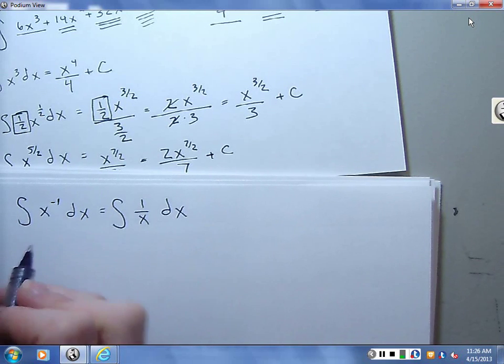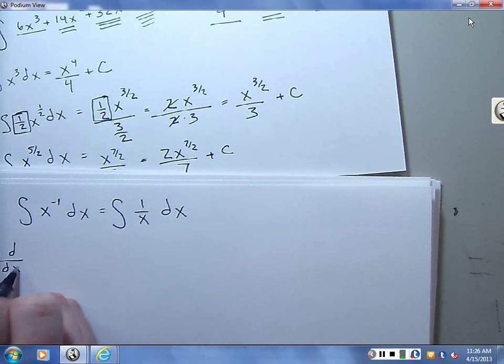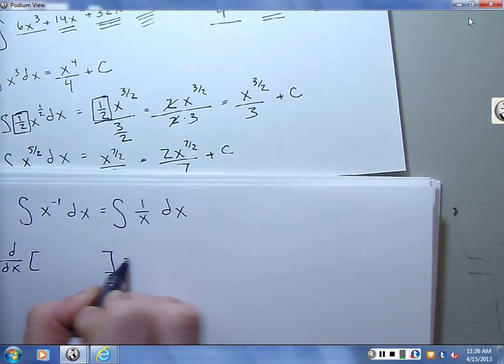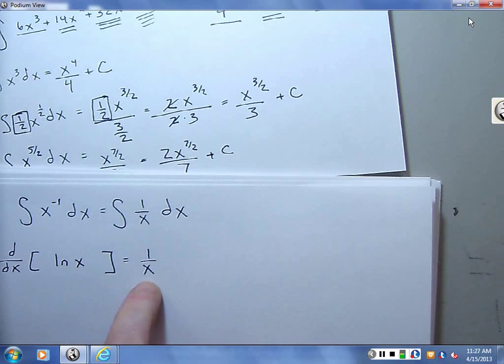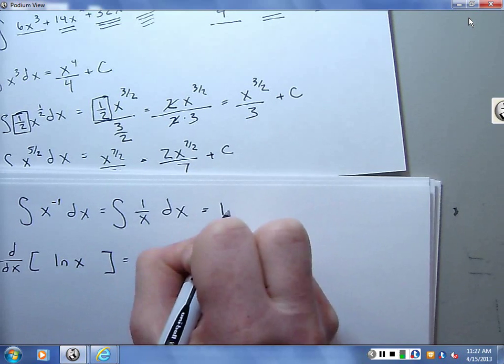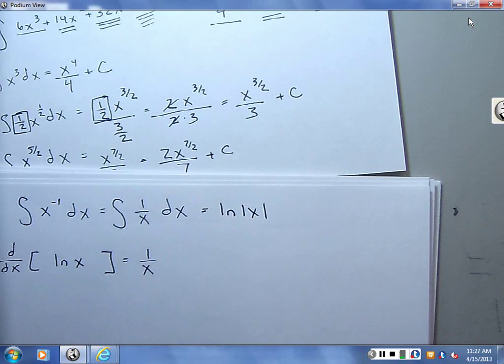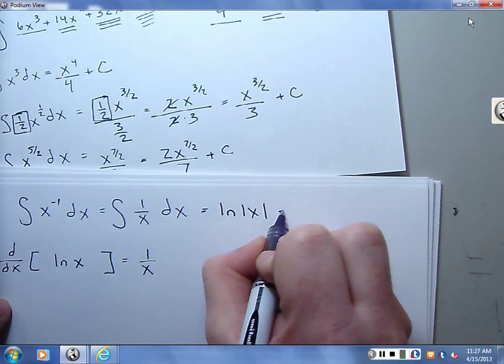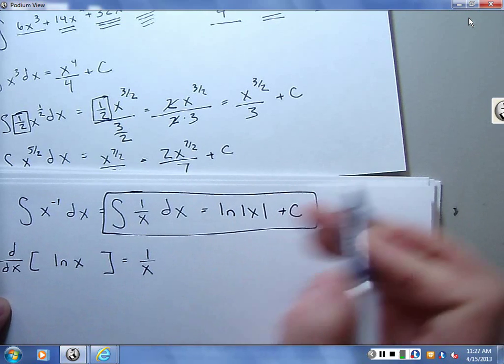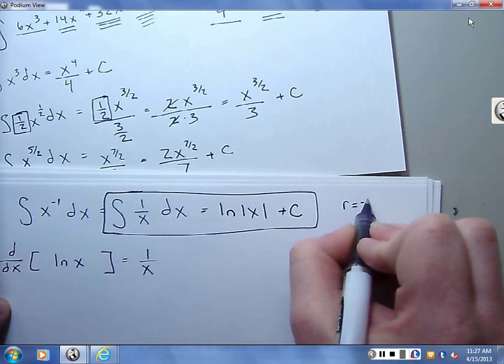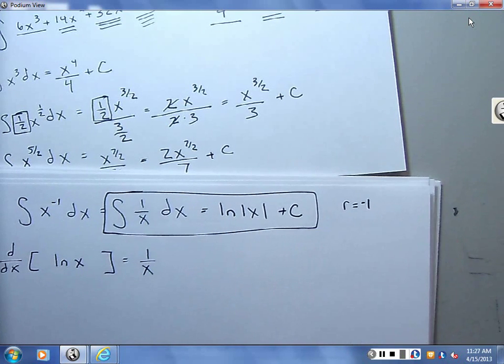So this is saying I need to find the derivative of a function that gives me 1 over x. It is exactly ln of x. So if I integrate 1 over x, I actually get ln of the absolute value of x, because you can't take ln of a negative number. So you have to make sure you're taking the absolute value of that, plus c. So this is when your power of r is minus 1.